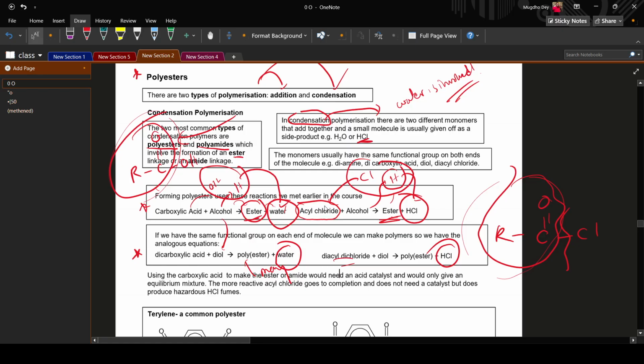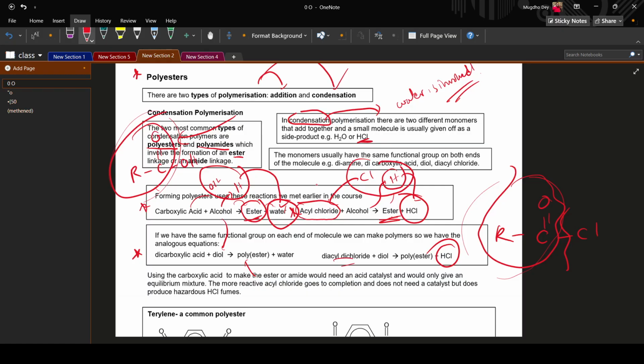Moving on to the next part, we have using the carboxylic acid to make the ester or amide would need an acid catalyst and would only give an equilibrium mixture. The more reactive acyl chloride goes to completion and does not need a catalyst but does produce HCl fume. So what they're trying to say is that using carboxylic acid to produce ester is a much more suitable way instead of acyl chloride.